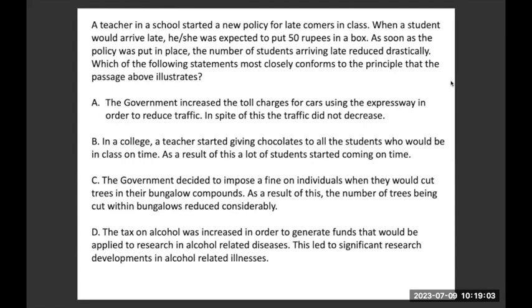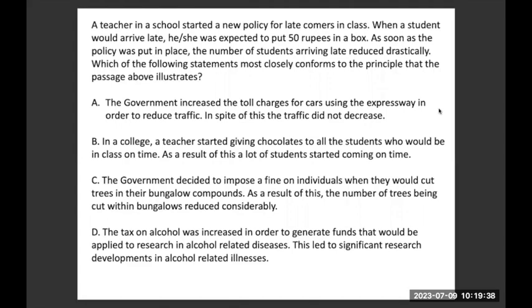All right. In this case, in order to correct a wrong behavior, the teacher is fining ₹50. One relationship is that the teacher fines something in order to correct the behavior of the students or of any person, basically. The first says the government increased the toll charges of cars using the expressway in order to reduce the traffic. In spite of this, the traffic did not decrease.